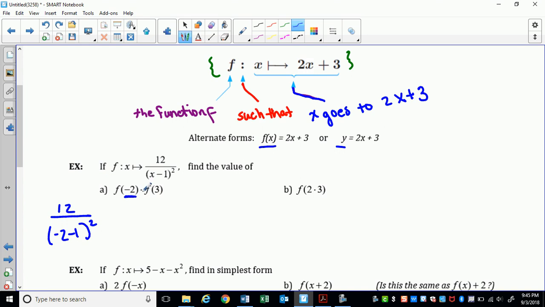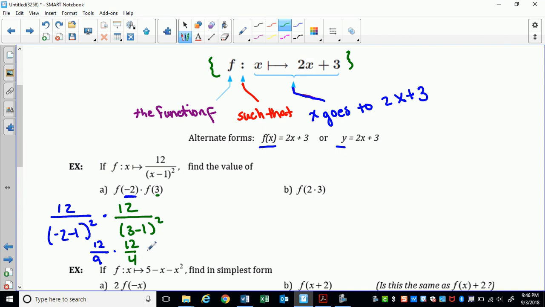Now, it's telling me to multiply it by the whole function when I'm plugging in 3 now instead of 2. I'm plugging in 3 to this whole function, which is 12 divided by 3 minus 1 squared. Okay? So -2 minus 1 is -3 squared, which is positive 9. So this one is 12 over 9. Let me just make it blue. Sorry, I like to color coordinate it. 12 divided by 9 times. The green one is 3 minus 1, which is 2 squared, which is 4. So it'll be 12 over 4.